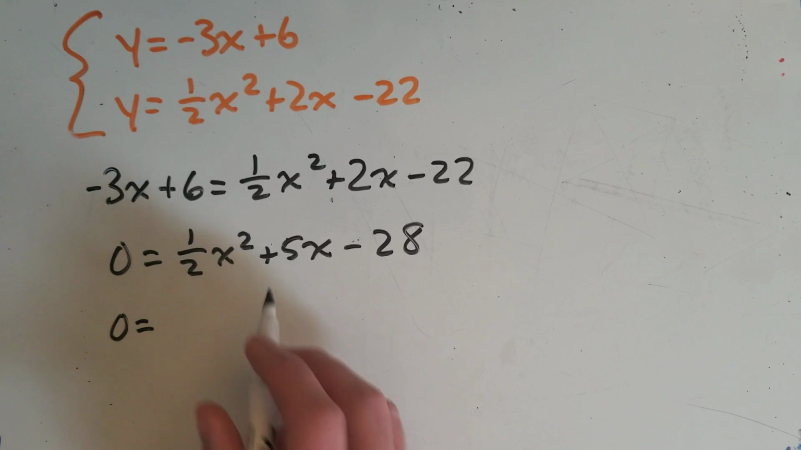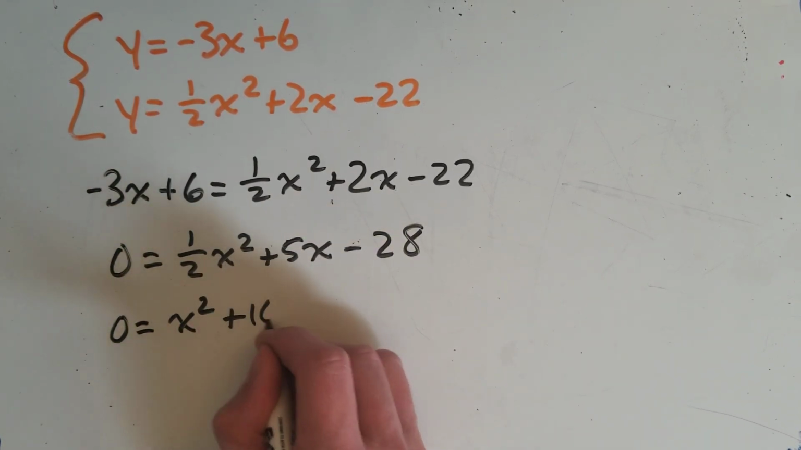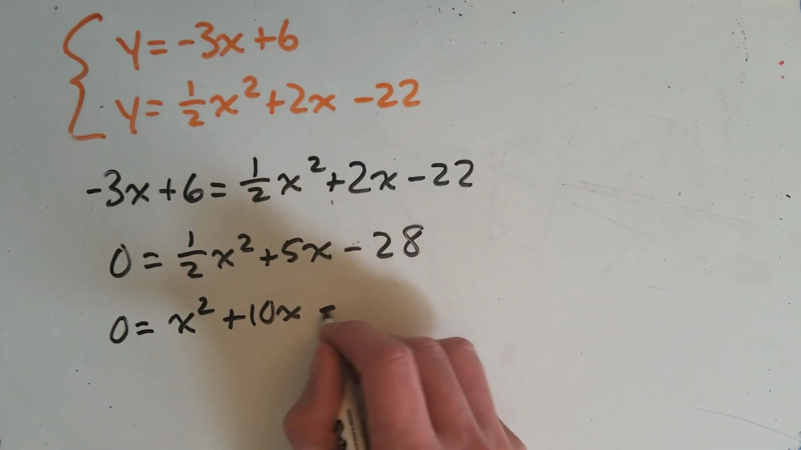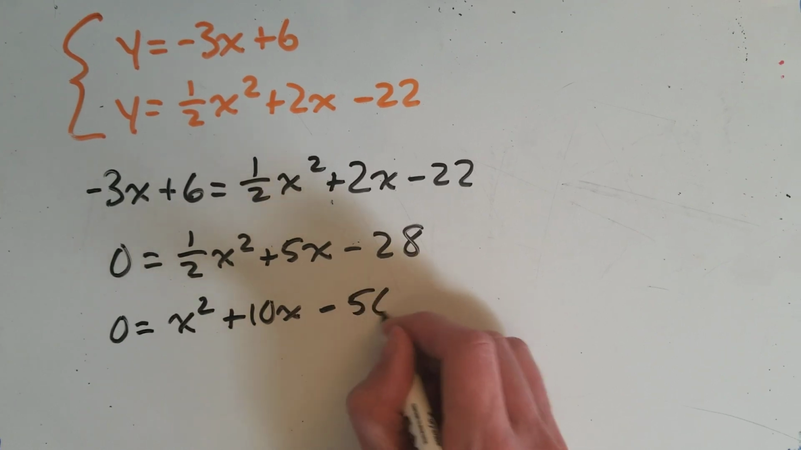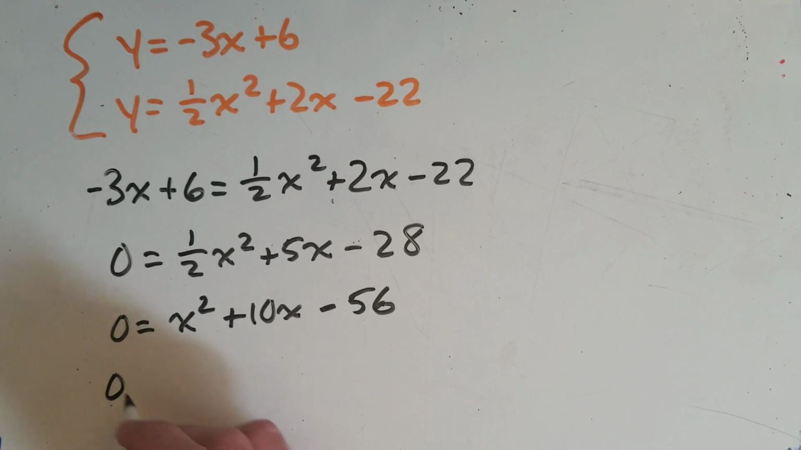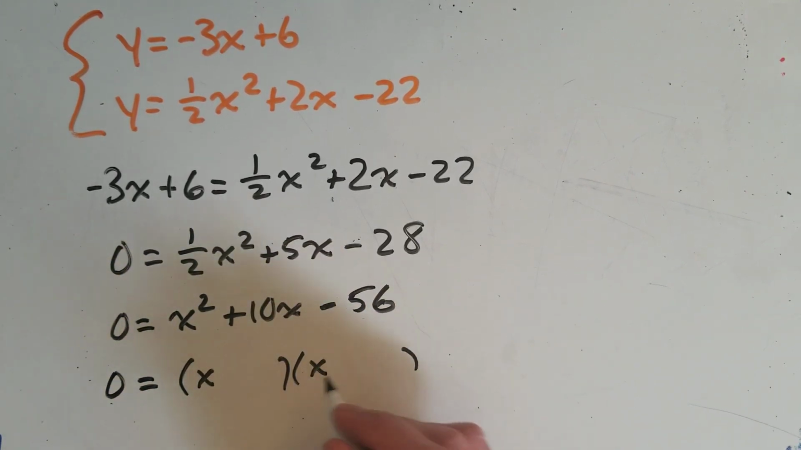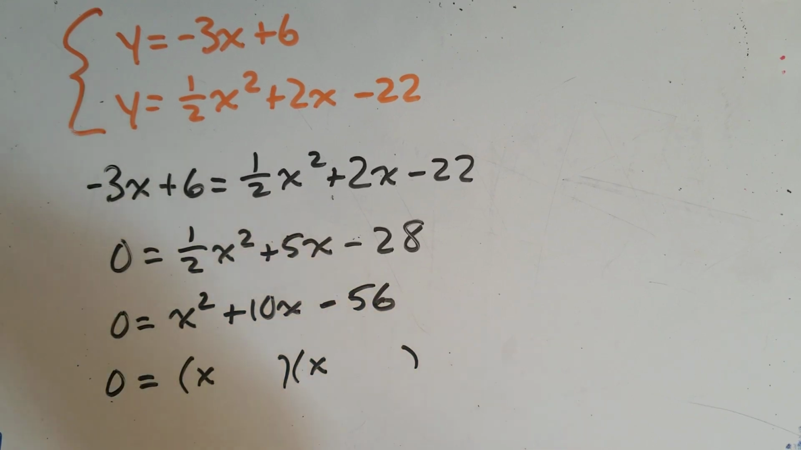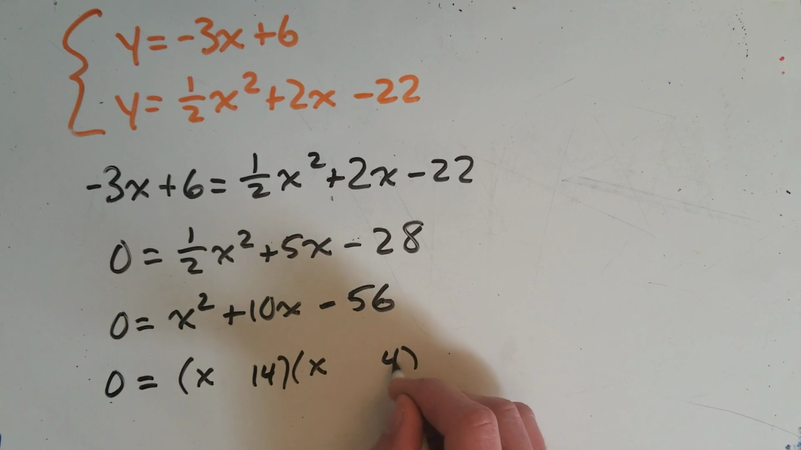Then to make it a little nicer, I'm just going to multiply everything by 2. So you'll end up with x squared plus 10x minus, if we double this, we're going to end up with minus 56. And now we're looking to see if we can factor. So try to think of factors of 56 that will add up to 10. And let's check. So I get 14 and 4.